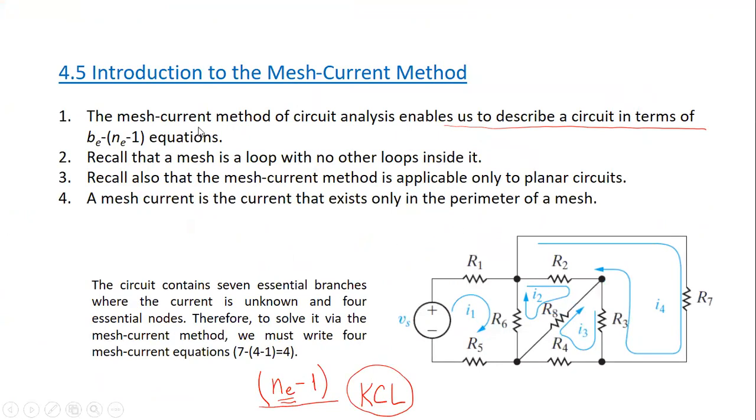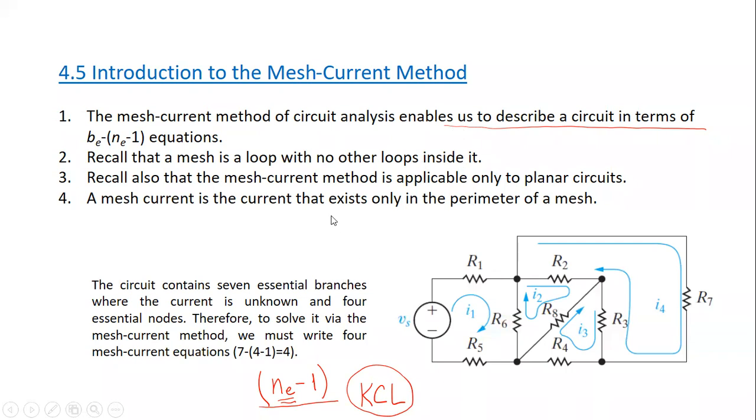So the mesh current method uses the essential number of branches, which are 7, minus the essential number of nodes, which are 4, minus 1, so it will be 3, and 7 minus 3 is 4. So in order to solve this circuit using the mesh current method, we need 4 equations with 4 variables. Recall that a mesh is a loop with no other loops inside it.